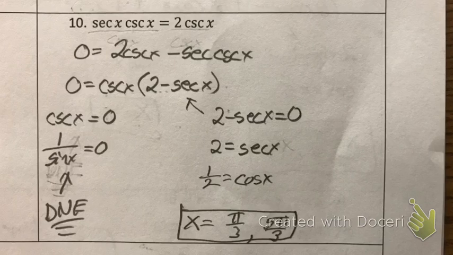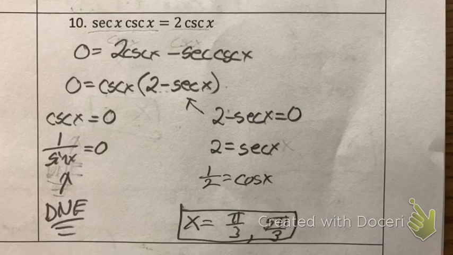For cosecant equaling 0, well, that doesn't exist because I'd be looking for the reciprocal of 0, which would be something over 0, which does not exist. For secant, we'd have 2 equals secant, so reciprocal of 2 is 1/2. I'm looking at where cosine equals 1/2, and that's pi over 3 and 5 pi over 3.